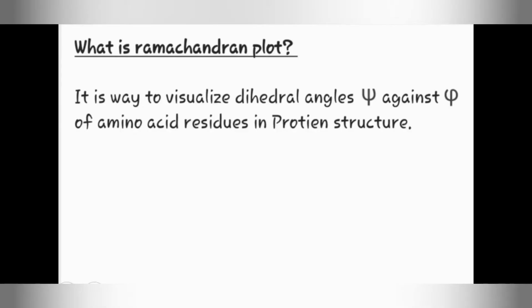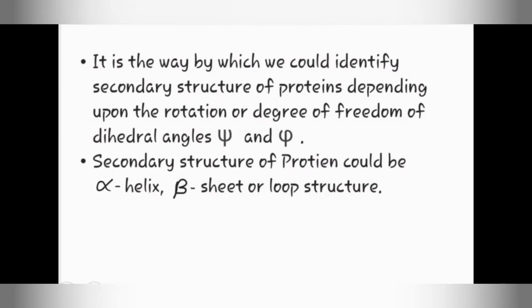What is the Ramachandran plot actually? Actually, it is the way to visualize dihedral angles psi and phi of an amino acid residue in a protein structure. It is the way by which we could identify the secondary structure of protein depending upon the rotation or degree of freedom of dihedral angle psi and phi. The secondary structure of the protein could be alpha helix, beta sheets or loop structures.